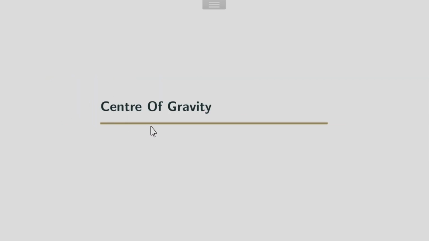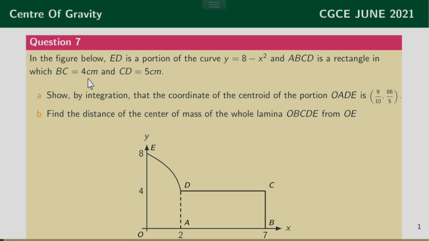3. The question we are looking at is a question on center of gravity, and the question reads: in the figure below, ED is a portion of a curve y is equal to 8 minus x squared, and ABCD is a rectangle in which BC is equal to 4 centimeters and CD equals to 5 centimeters. A. Show by integration that the coordinate of the centroid of the portion OADE is 9/10, 86/5. B. Find the distance of the center of mass of the whole lamina OBCDE from the side OE.